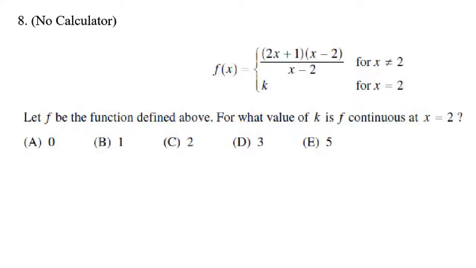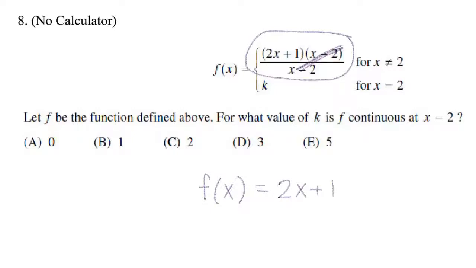All right, and so for number 8, let f be the function defined above. For what values of k is f continuous? So let's think about what happens here. Let's think back to graphing rationals. What happens to that? Well, those two cancel, and you're left with f of x equals 2x plus 1. But remember, what we canceled out, that x minus 2 generates a hole in our graph. We've removed that. So we have a hole in our graph at x equals 2.